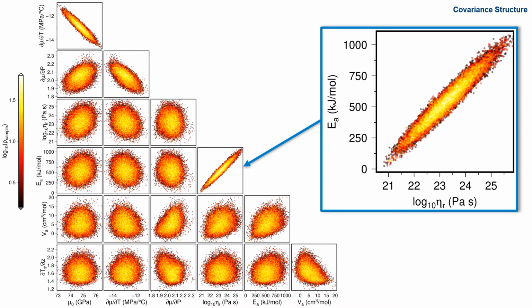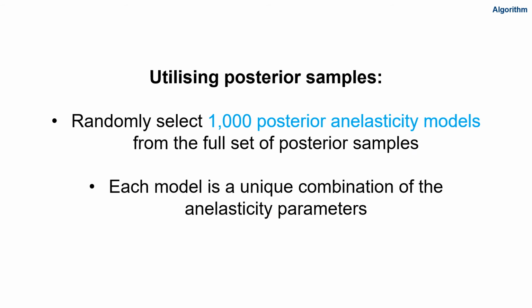For example, a very strong trade-off between the activation energy and reference viscosity indicates that a whole family of models lying along this trade-off are equally probable. To utilize the posterior samples we have generated, we first randomly select 1,000 of these anelasticity models, which are sufficient to characterize the overall distribution. As mentioned earlier, each model is a unique combination of the anelasticity parameters.